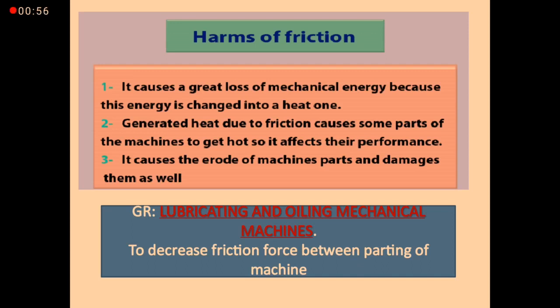And how do we overcome these harms? By lubricant and oiling the machine over time. So when he asks you, lubricating and oiling machine, why? You will answer: to decrease friction force between the parts of the machine. Lubricant and oil are added to the machine to decrease friction force.